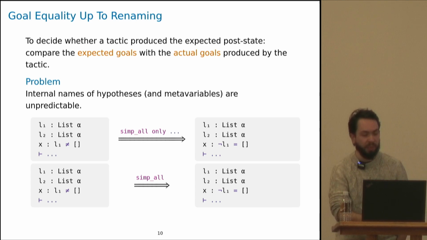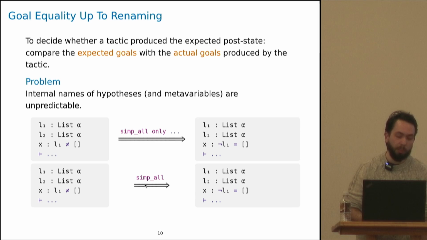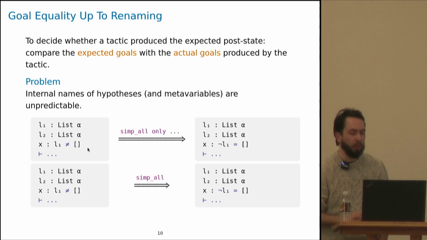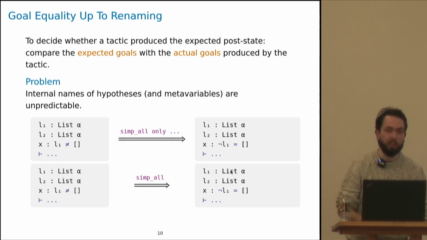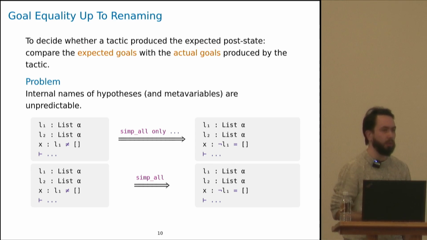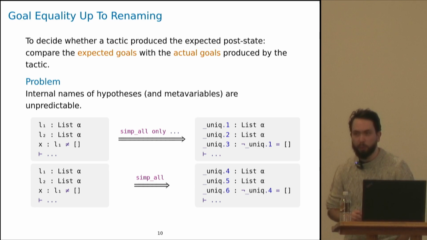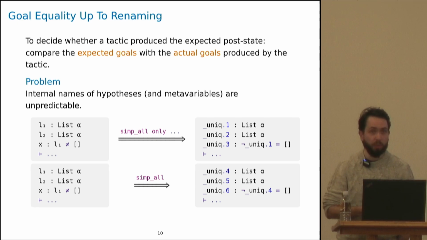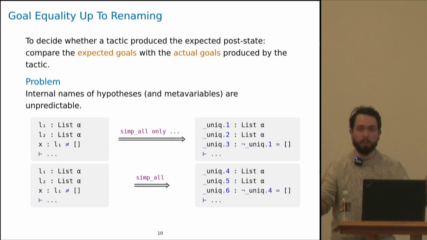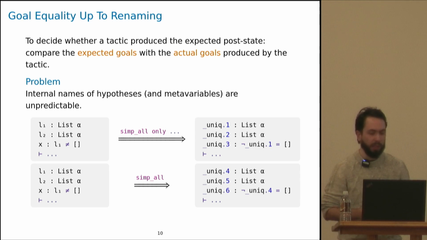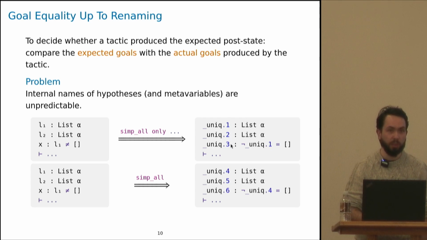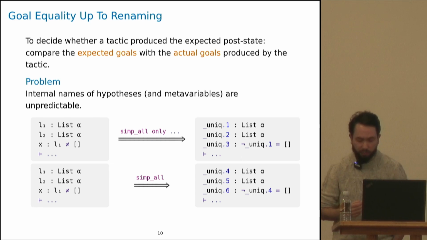So what that means is, suppose we have the simp all only thing and the simp all thing. We execute both with the exact same goal, and we get two goals that look exactly the same as well. So we would certainly want to consider these two tactics as having the same behavior. However, internally, the two goals that are produced use internal names for the hypotheses, which are unique names generated by some global name generator. So the actual names that Lean uses to identify these hypotheses are unique 1, unique 2, unique 3, and so on and so forth. And hence, the two goals are not equal, kind of on the nose.